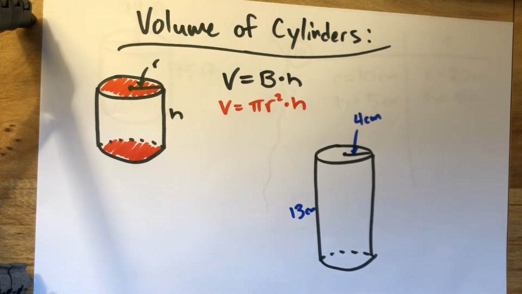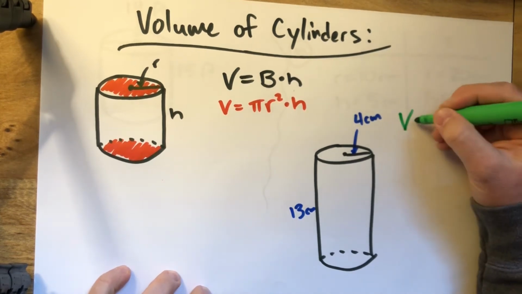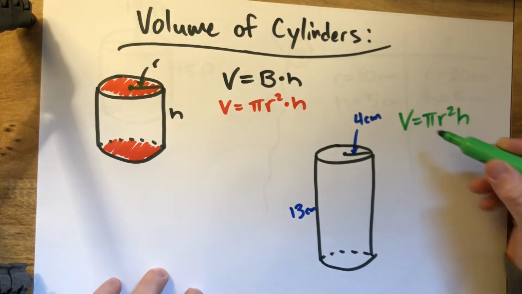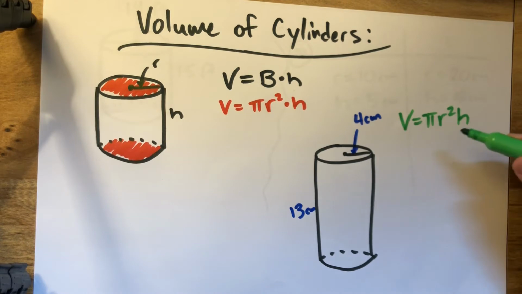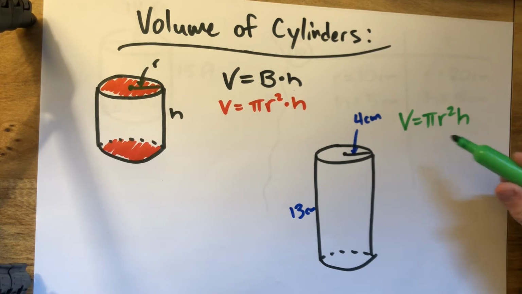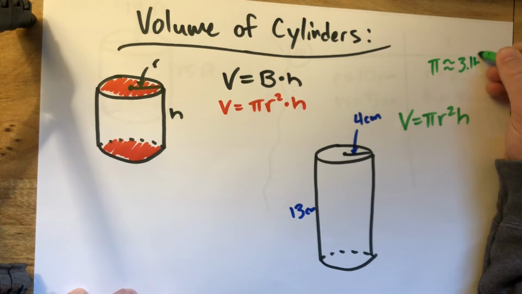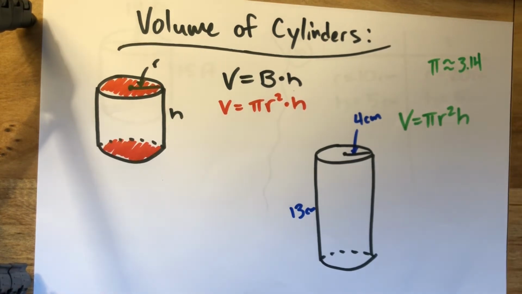So here's an example. First of all, we have a radius of 4 centimeters and a height of 13 centimeters. So let's work this out. Let's start with our formula. Volume equals pi times the radius squared times height. Now, just a quick review on pi. Pi is, of course, the ratio of circumference to diameter in any circle, and we know pi is about 3.14. That's going to be the approximation that we're going to use for our calculations today.